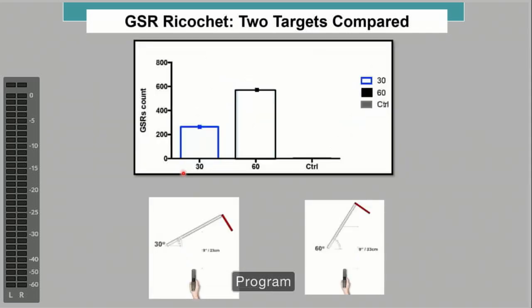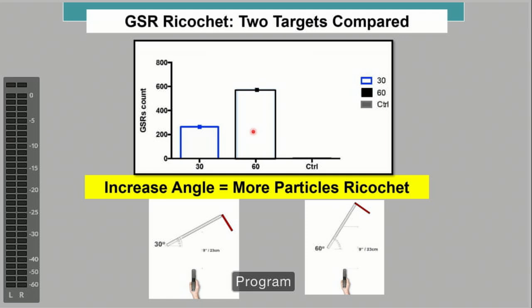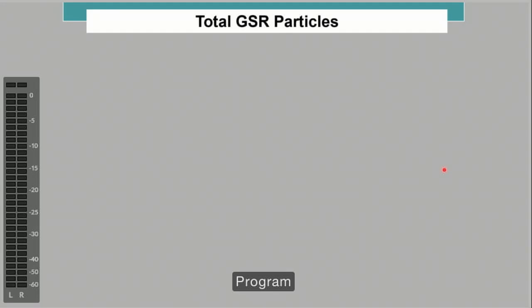So this is what I found. The two targets compared, 30 degrees and 60 degrees. As the angle increased, more particles are found on the sticky sheet, which kind of makes sense. I mean, that's where they go. They do skid and ricochet off the target.